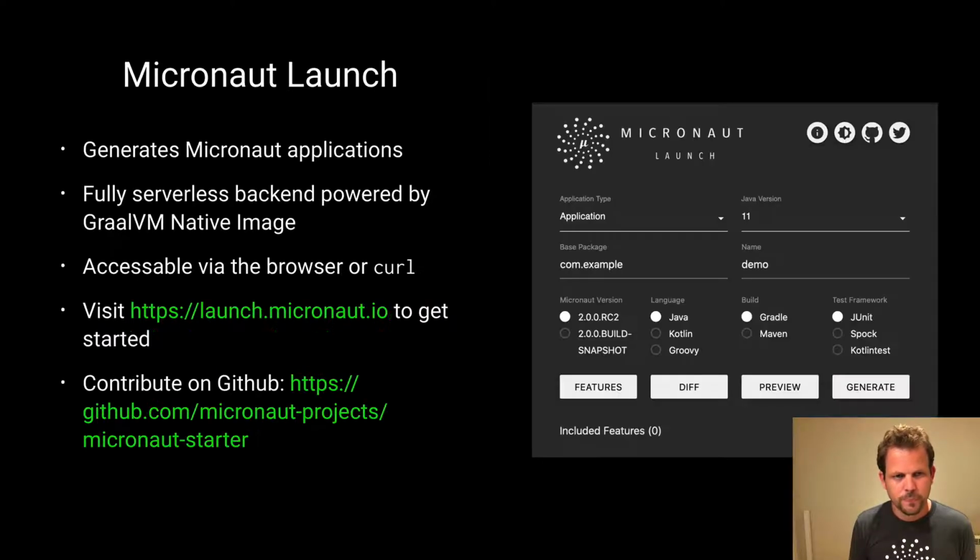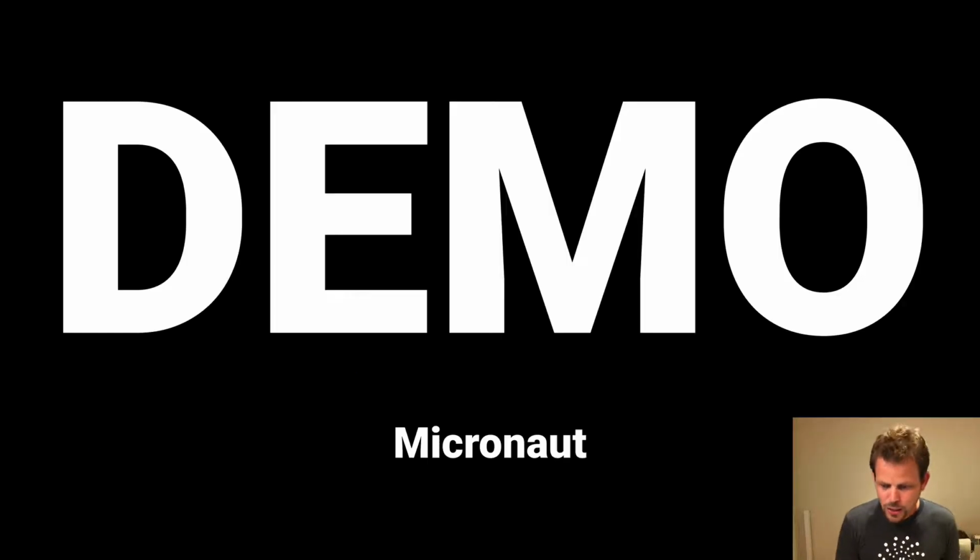The link is there. One of the more significant things of Micronaut 2 was the launch of Micronaut Launch, or excuse the pun. It essentially is an application generator for Micronaut that lets you generate Micronaut applications, and it's running fully serverless in the cloud and accessible from your browser or via curl. You can visit launch.micronaut.io, or I think start.micronaut.io works as well. And you can contribute to it and check out the source. It's pretty awesome. It lets you generate apps and get started quickly with Micronaut. So that's enough talk. Let me get on with some demoing and see how we go.